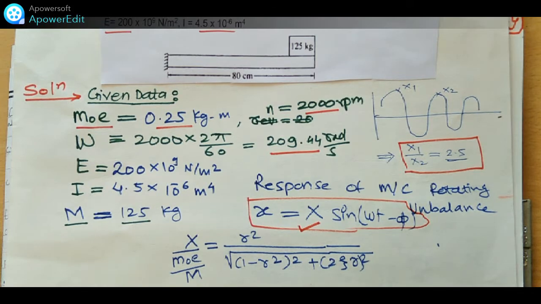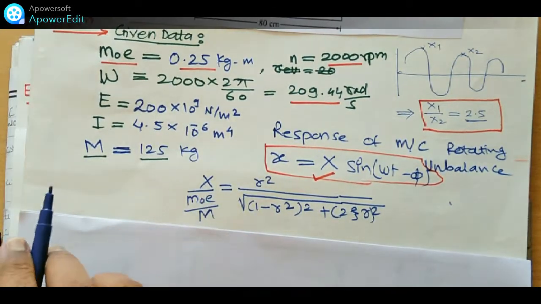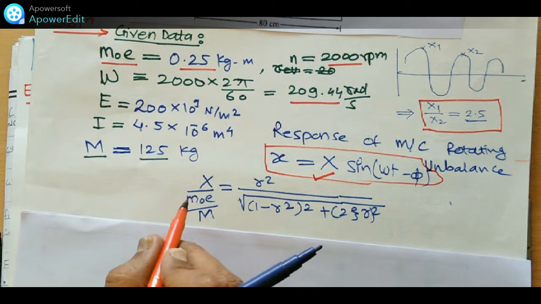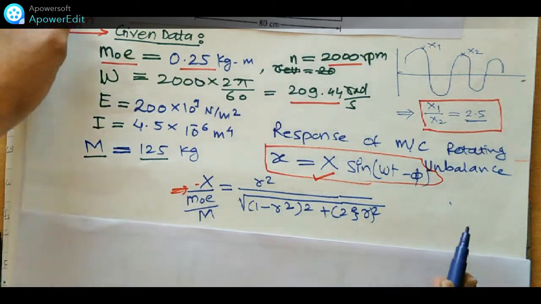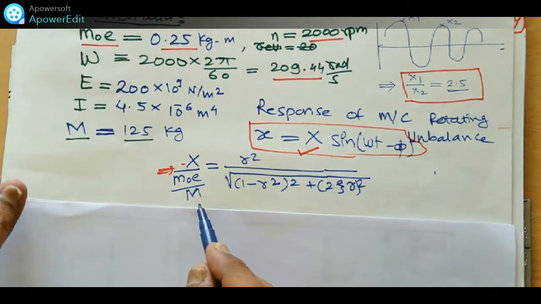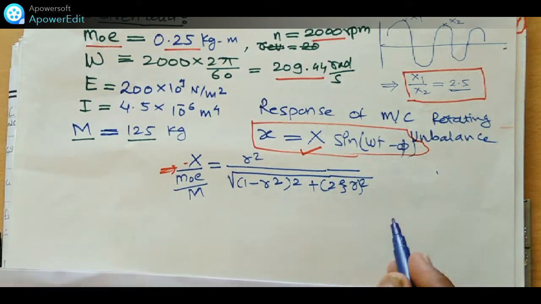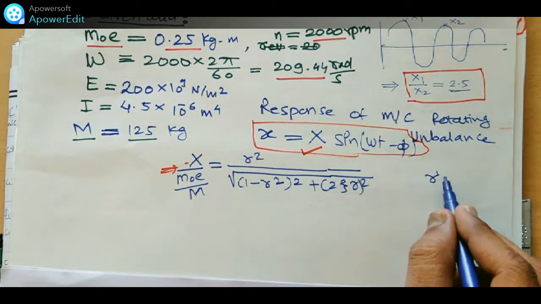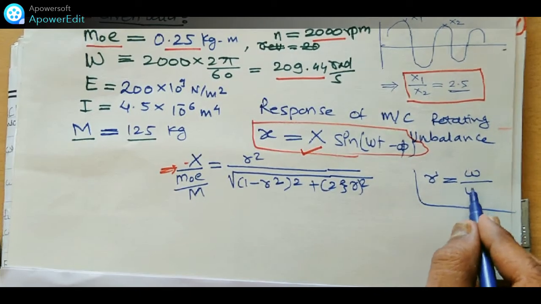So in this case we don't know the values. Here we have to find out the x. What we have to find out? We have to find out here x, and this capital M is given, r we don't know. To find out these values, the r is equal to what? R we can find out by omega by omega n.